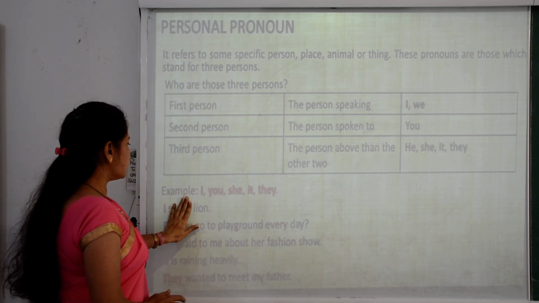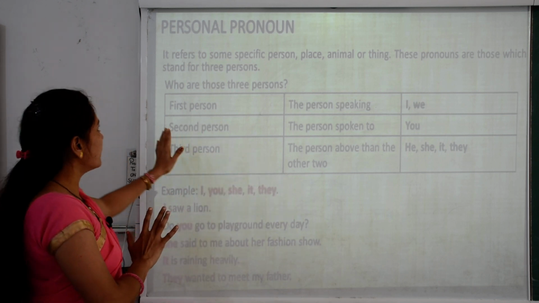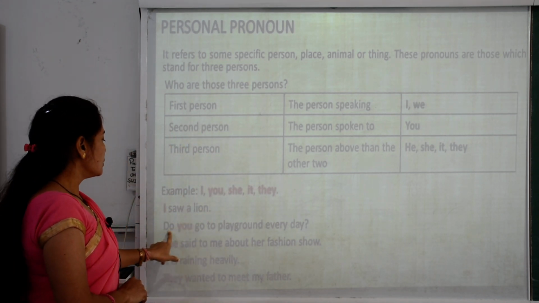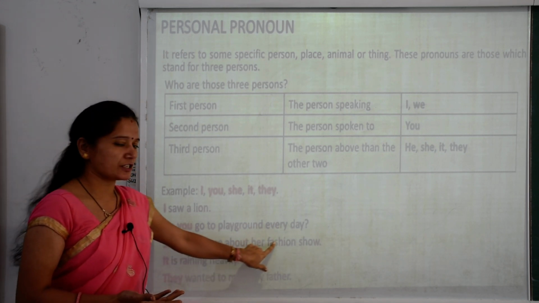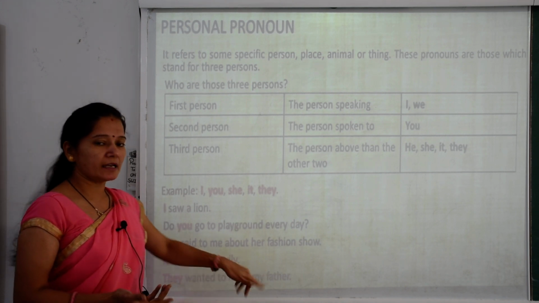Okay, now let's see the example. I, you, she, it, they, all are the personal pronoun. So let's see the example. I saw a lion. Do you go to the playground every day? She said to me about her fashion show. It's raining heavily. They wanted to meet my father.